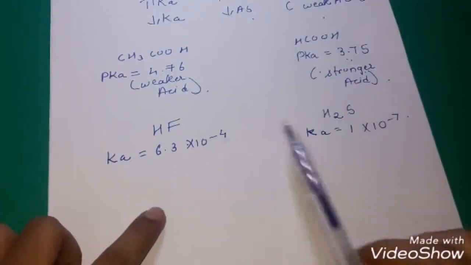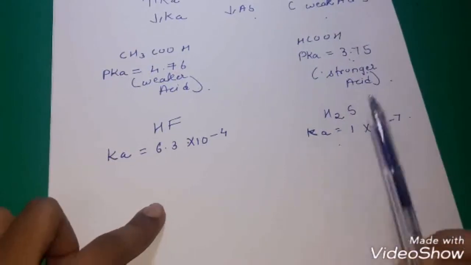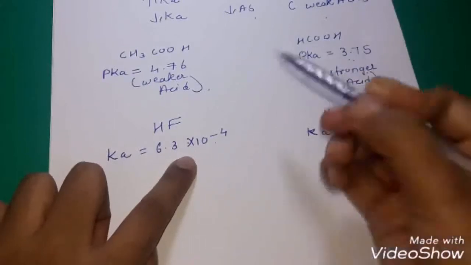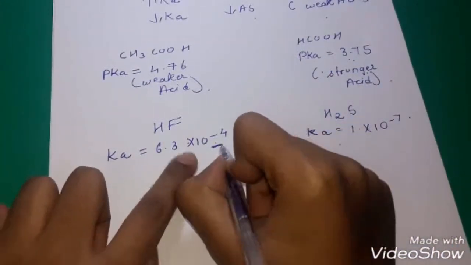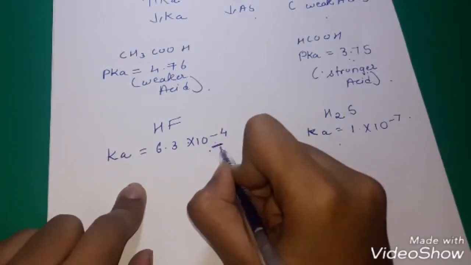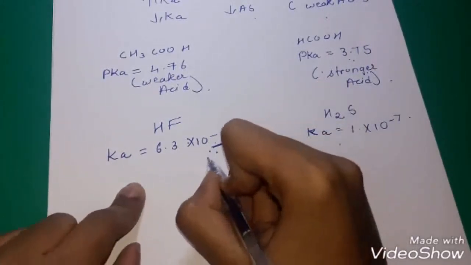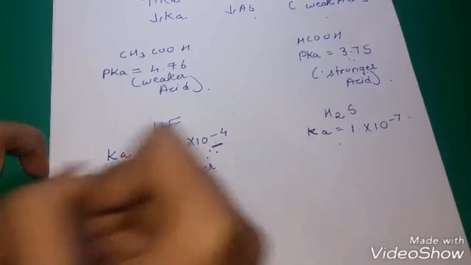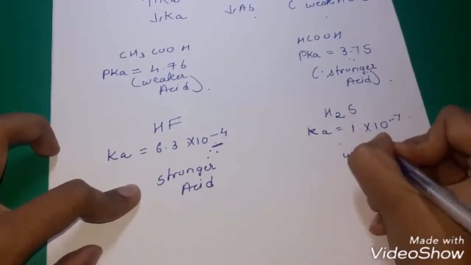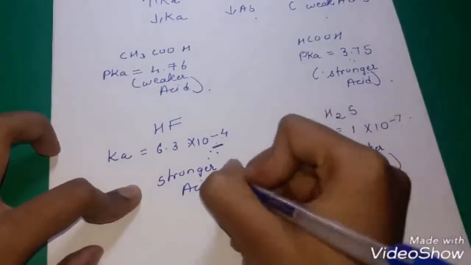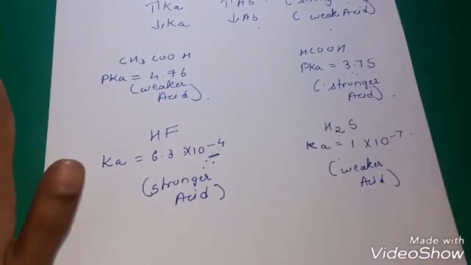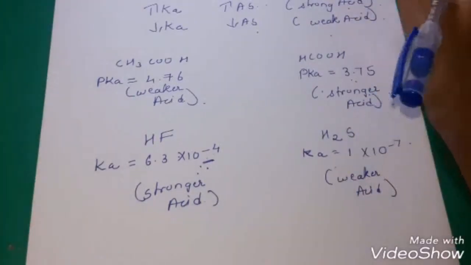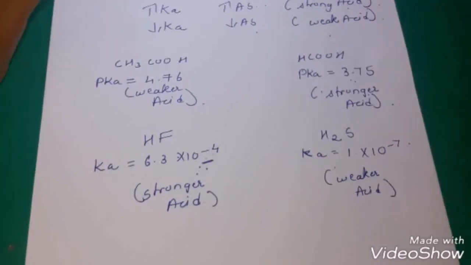So in this, from both of these, which one is the stronger acid? Which one is the higher value, -4 or -7? The higher value is -4. That means this Ka value is higher, its acidic strength is high, that means this one is the stronger acid, this one is the weaker acid. Okay, so you have to just understand this concept. You can solve any question related to pKa or Ka.